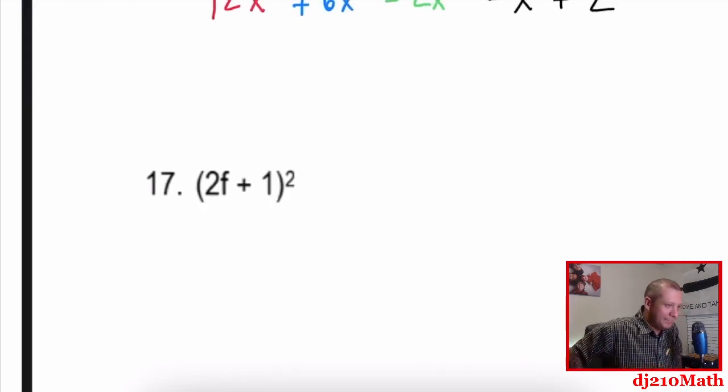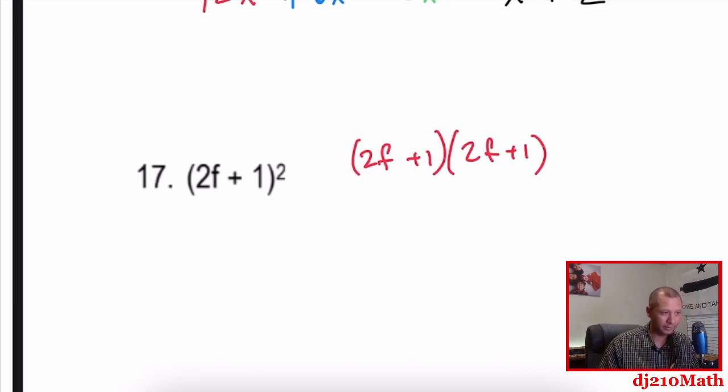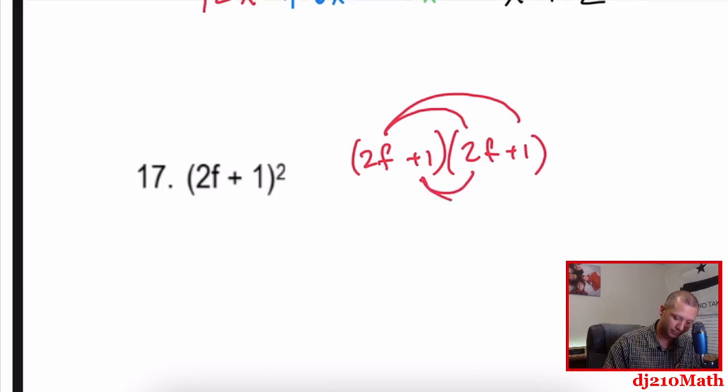Okay, here it is, number 17. This is a binomial squared. So the rookie mistake is saying that you can apply the square to each term in this fashion. That's not what this is about. It's saying that you take whatever it is, 2f plus 1, and you have to distribute. So everything in the first has to multiply to everything in the second.